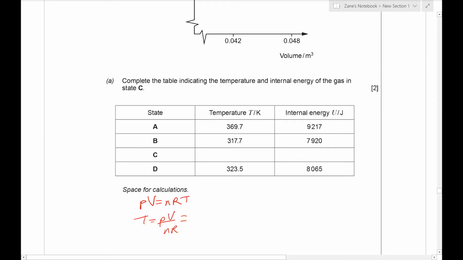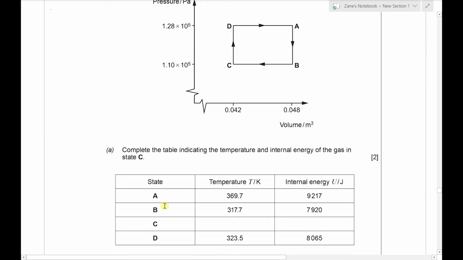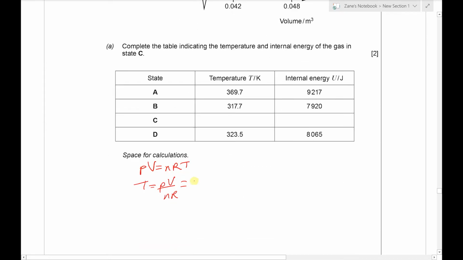So the pressure was 1.1 times 10 to the 5. Volume 0.042. n is 2 and 8.31 for the molar gas constant. And that gives us an answer of 277.98. So going to the same number of figures that we've got in the question, that's going to be 278.0.